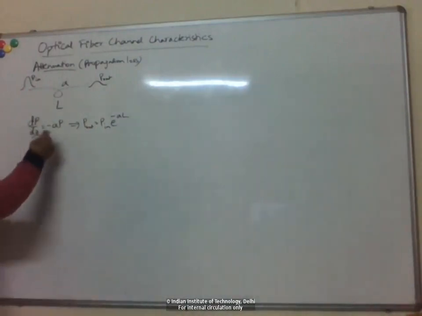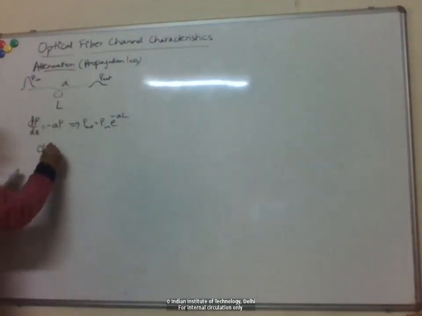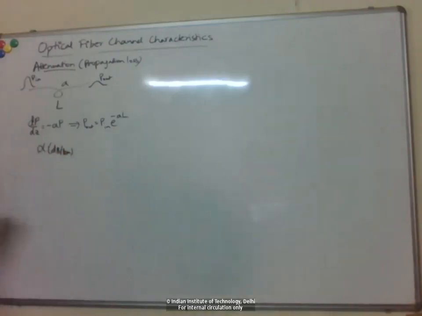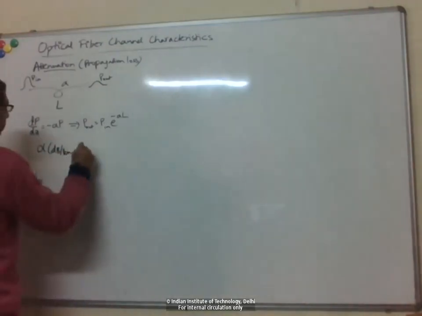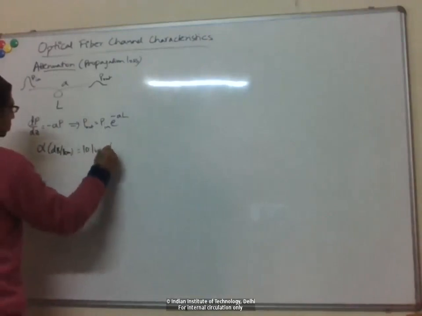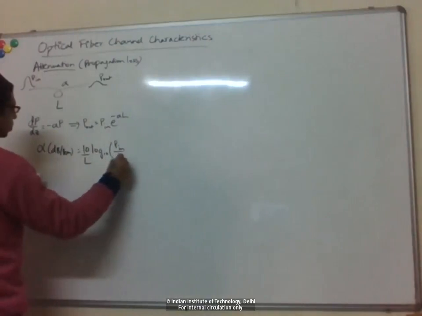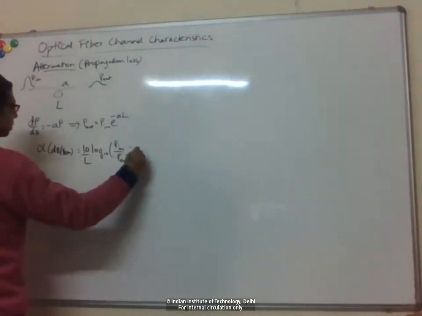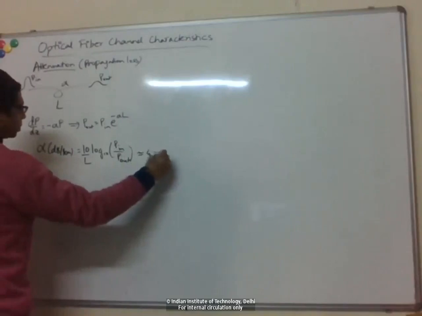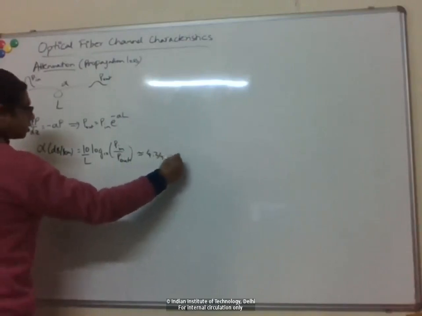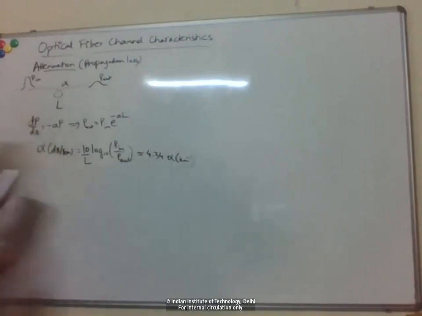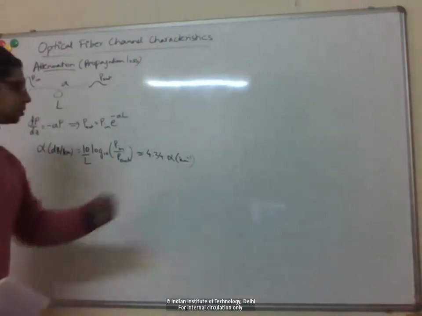As we discussed in the last class, the loss coefficient is characterized in dB per kilometer units, which is about 2.3 times this alpha in natural units.